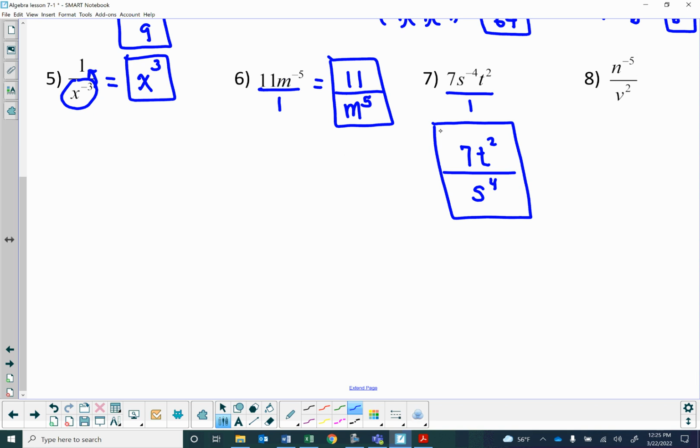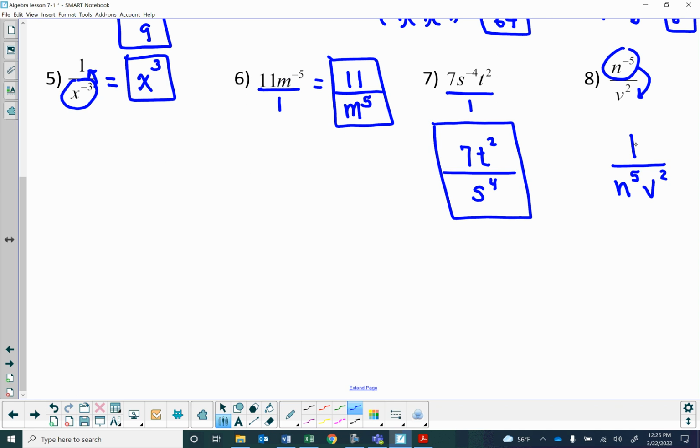Number 8 here. We have n to the -5th divided by v to the 2nd. Well, the n to the -5th is on the top, so to make it positive, I need to move it to the bottom. Well, we have to have something in the top of the fraction, otherwise we can't have a fraction. Remember, if we move this to the bottom, we have to replace this with a 1, because we have to have something in the numerator of our fraction.